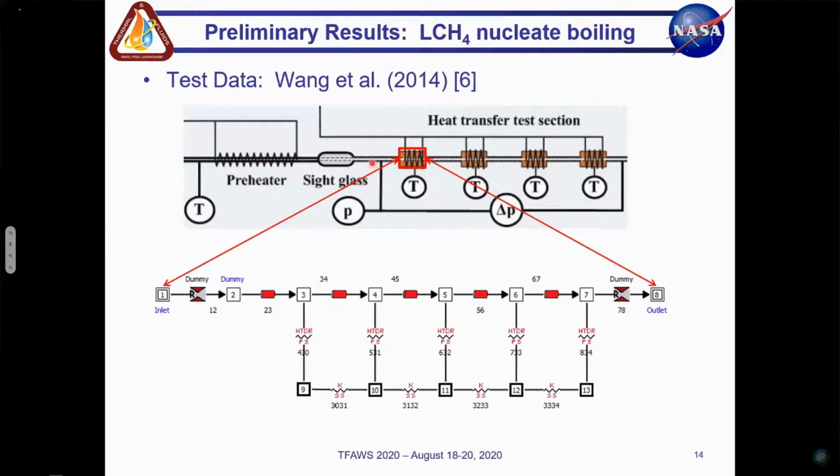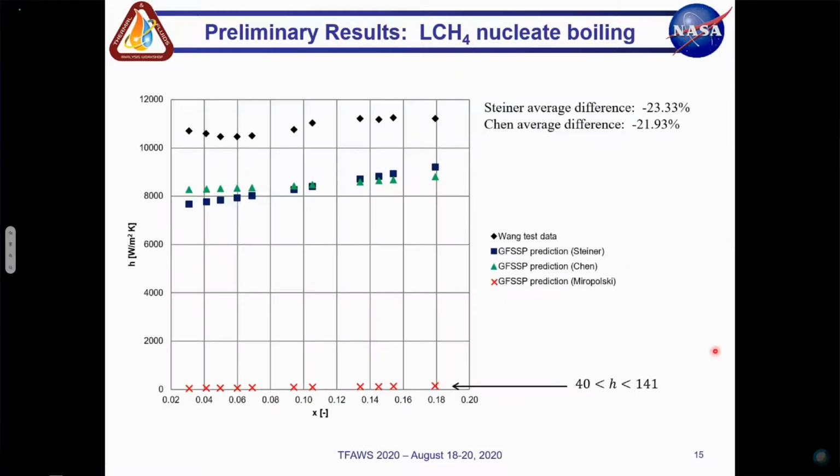So I have two test cases. The first one is the test data of Wang et al., and this is a nucleate boiling methane test case. So here is the test section, starting here in this entire pipe, but only certain portions of the pipe are heated, shown here. So what I decided to model was just one heated element of the pipe here. So here is my inlet and here is my outlet. And at the bottom there is my GFSSP model. And for reference, the model only took about 5 minutes to create and it takes less than a second to run.